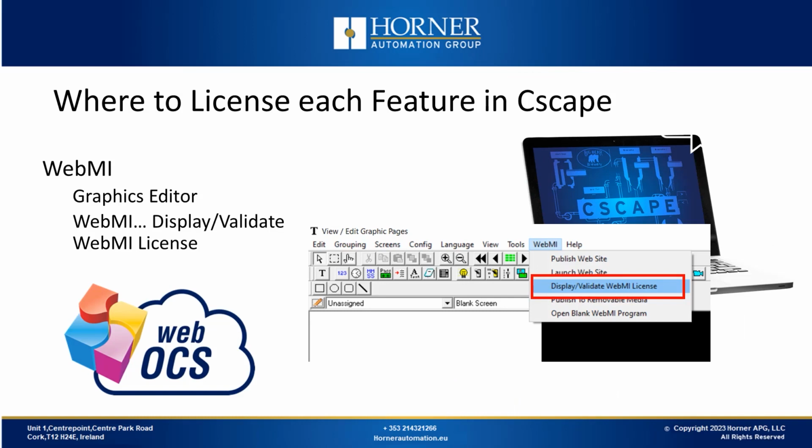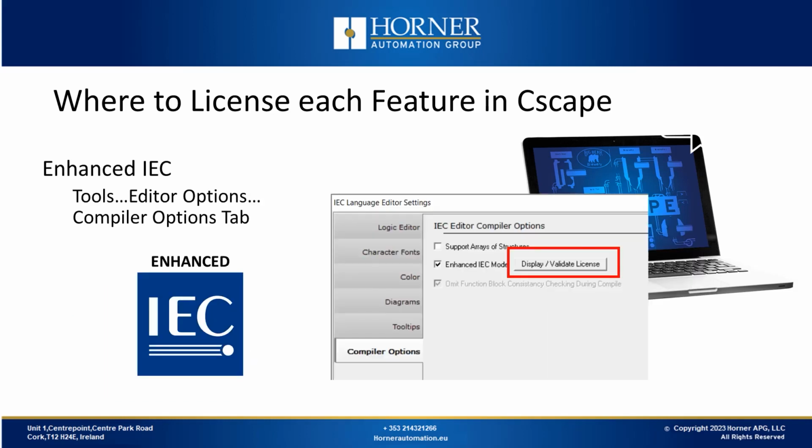We'll start with WebMI. In the graphics editor, you will find a WebMI menu. From that menu, simply select Display Validate WebMI License. To license Enhanced IEC, you need to have an IEC program open. Once you've opened the program, navigate to the Tools menu in the main area of Cscape.